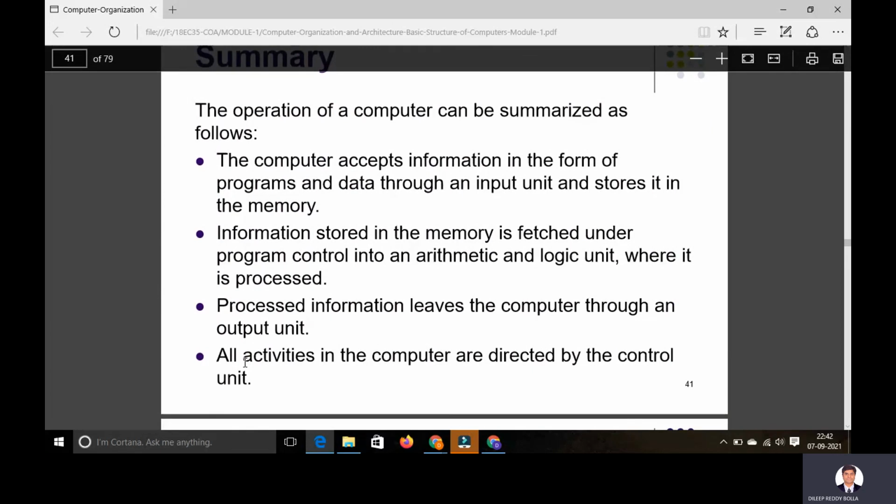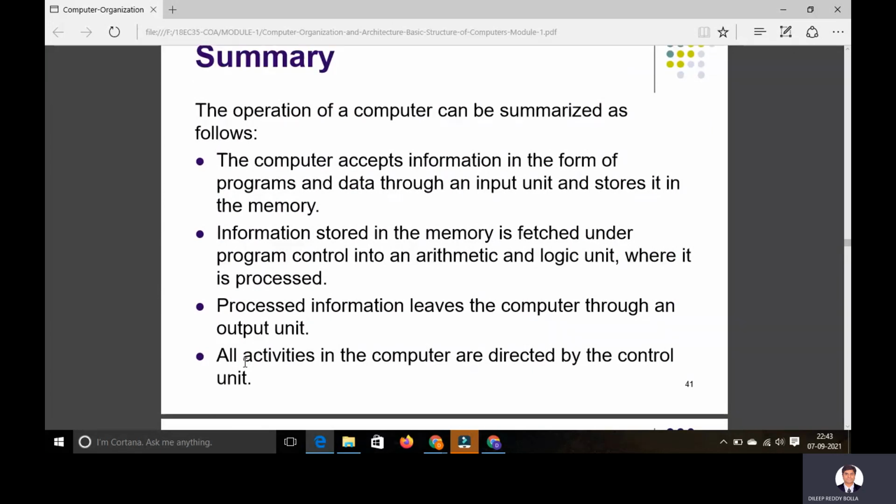Let's summarize that as of now. The computer performs operations with respect to the programs and the data entered through input units, and stores them in the memory. The information stored in the memory is fetched by the control unit. The processed information leaves the computer through an output unit. And all the activities in the computer are directed by the control unit.